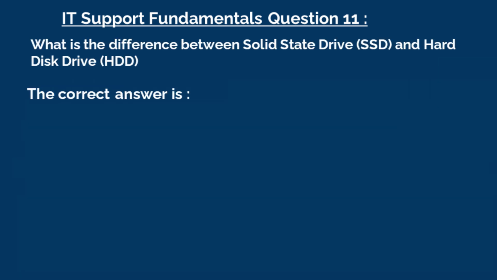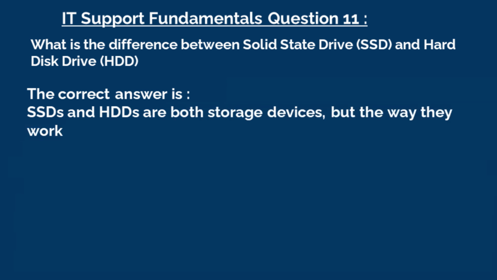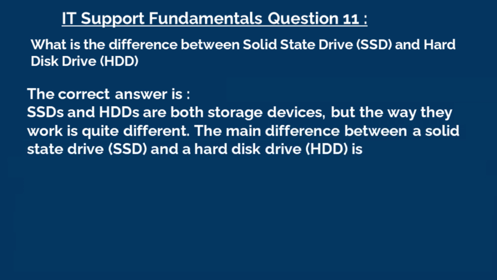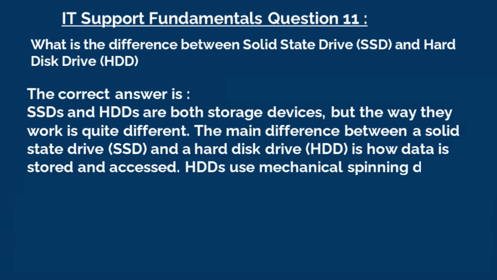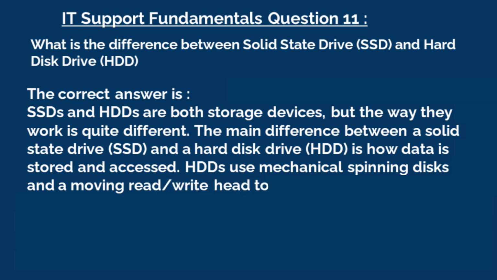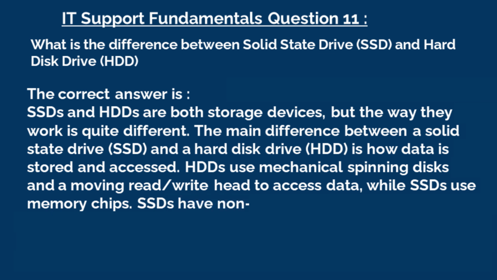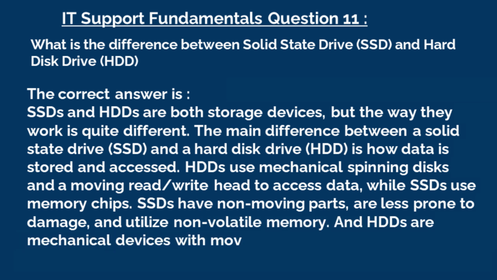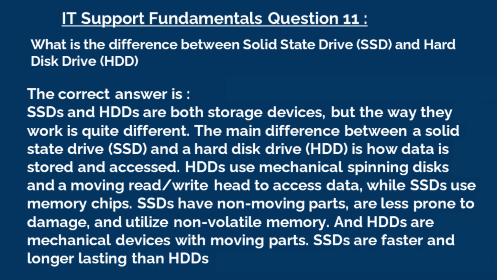Question 11. What is the difference between a solid-state drive, or SSD, and a hard disk drive, or HDD? The correct answer is SSDs and HDDs are both storage devices, but the way they work is quite different. The main difference between a solid-state drive and a hard disk drive is how data is stored and accessed. HDDs use mechanical spinning disks and a moving read-write head to access data, while SSDs use memory chips. SSDs have non-moving parts, are less prone to damage, and utilize non-volatile memory, and HDDs are mechanical devices with moving parts. SSDs are faster and longer lasting than HDDs.